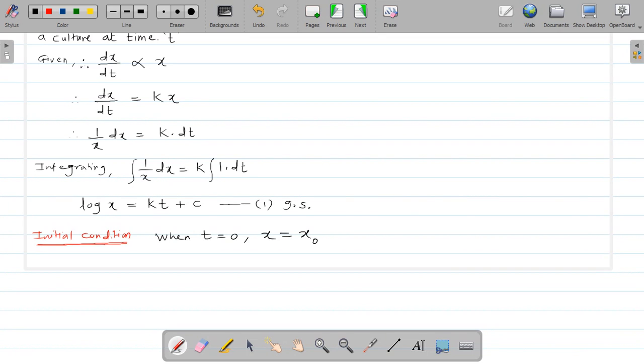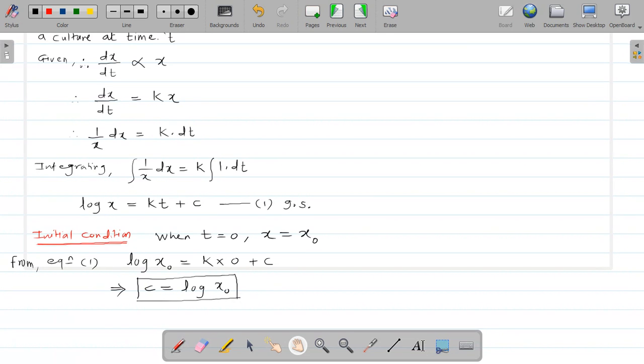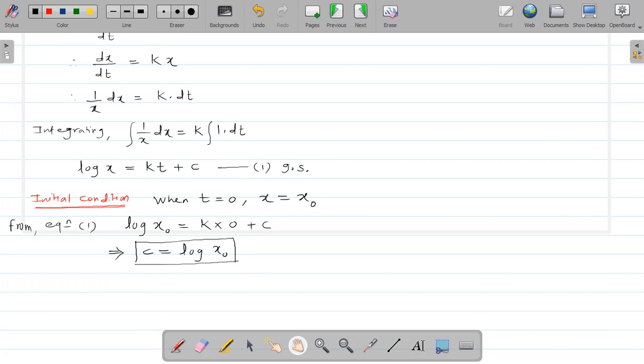Now if you put this value here, then what will you get? So equation number 1, from equation number 1, what will you get? See, log of x0 is equal to, because x means x0 is equal to k into 0 plus c. That implies c is equal to log of x0. So now onwards you always remember that after getting the general solution of the differential equation, use the initial condition and then obtain the value of C.